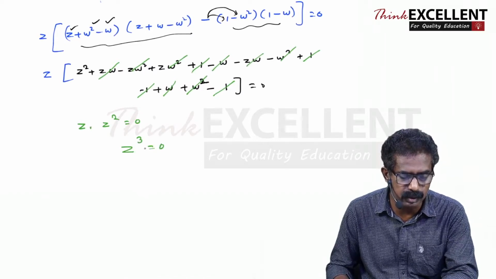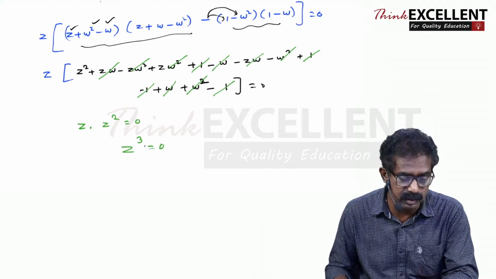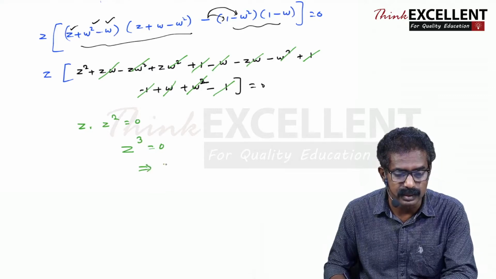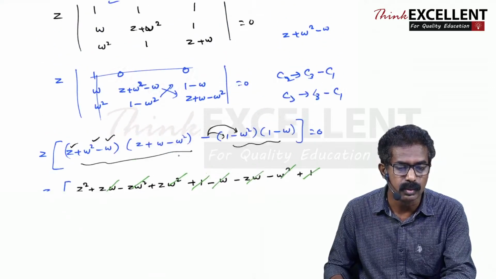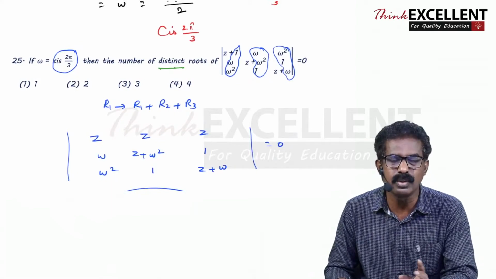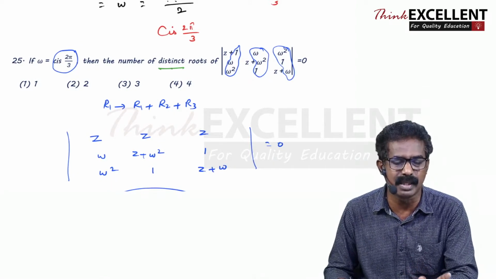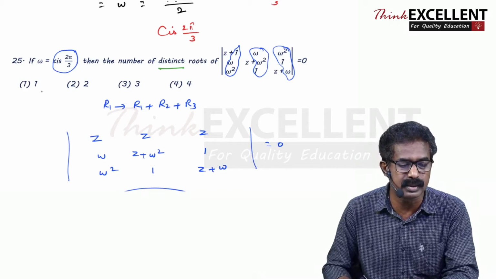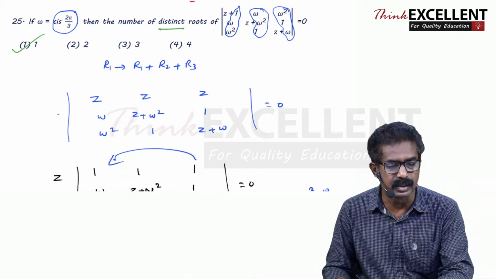It's a cubic equation. You are supposed to get 3 values, but all 3 values will be the same, right? So Z equals 0, 0, 0. The question is how many distinct roots? Even though you are getting 3 roots, all 3 are the same, right? So you say there is only one distinct root, okay?